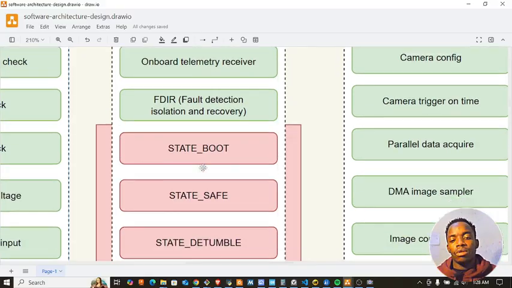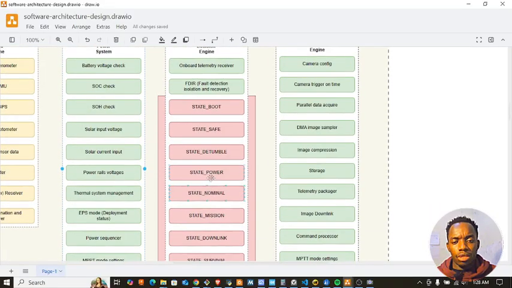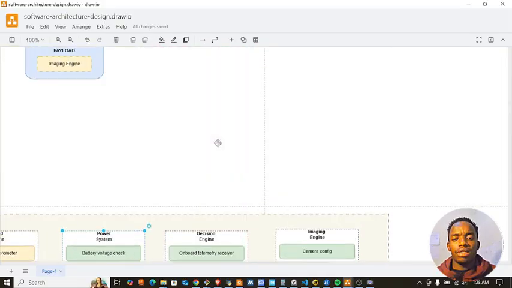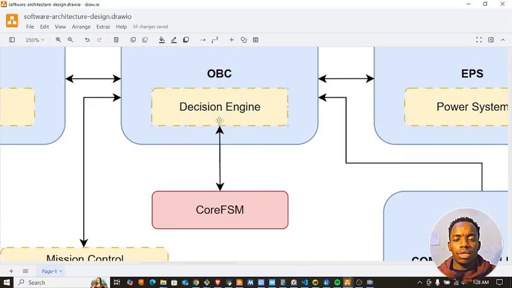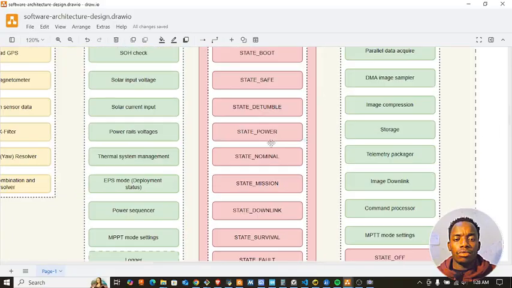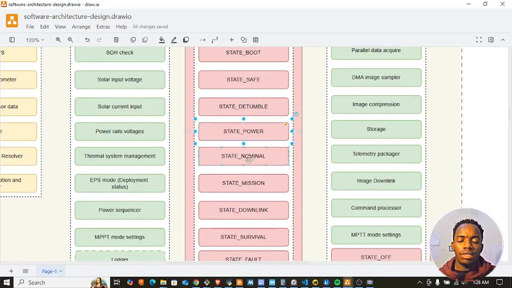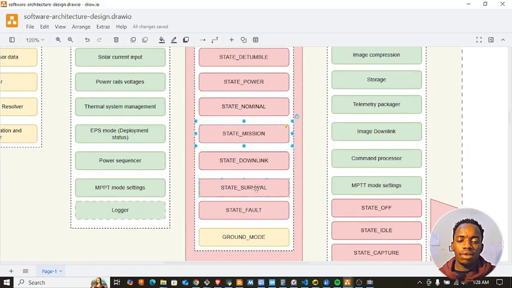Now, you can see, I have coupled the decision engine with the core FSM, based on this diagram. So those two are very closely related with each other, right? These are some of the states I've thought about preliminarily. They are not conclusive. So we have the boot state, safe, detumbling, power state, nominal, mission, downlink, survival, fault, etc.